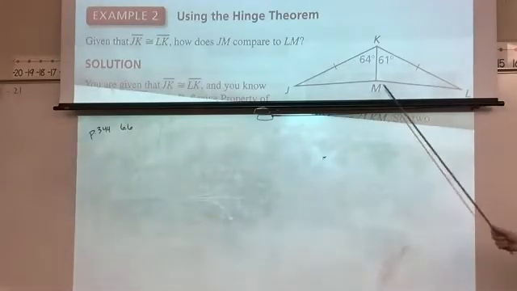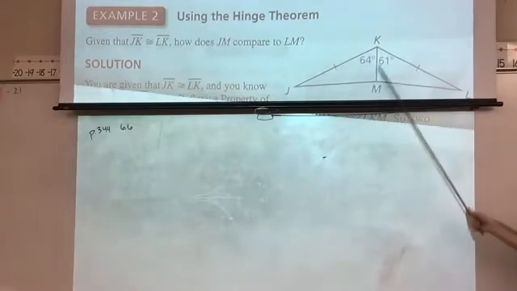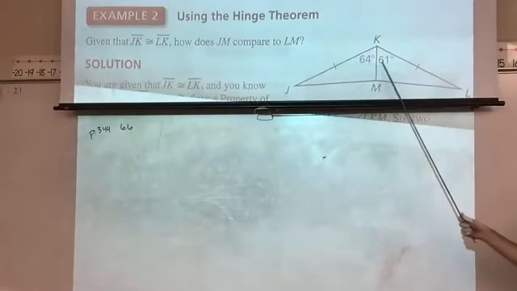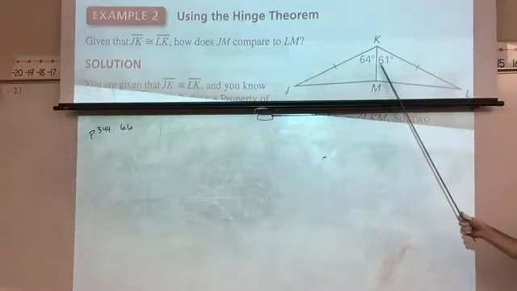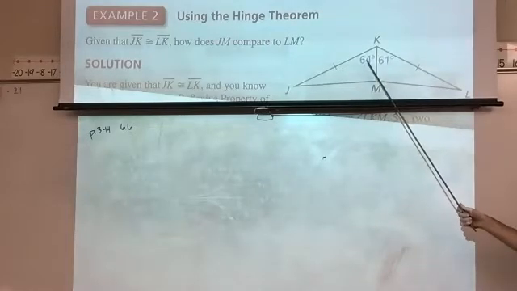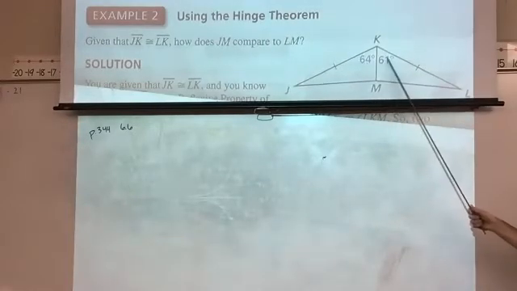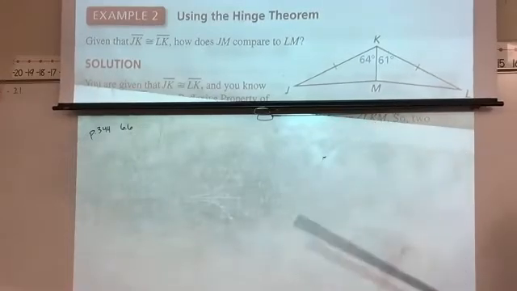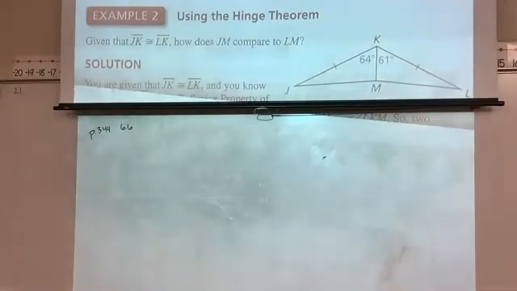Yeah, I've got the reflexive property. KM and KM are congruent. I've got the two pairs of congruent sides. So now I can look at my hinge, my included angle. This one's bigger than this, so JM has to be bigger than LM. That's all they're going to ask for. They're going to ask you to type in the correct sign or pick the right symbol. Which is bigger than?